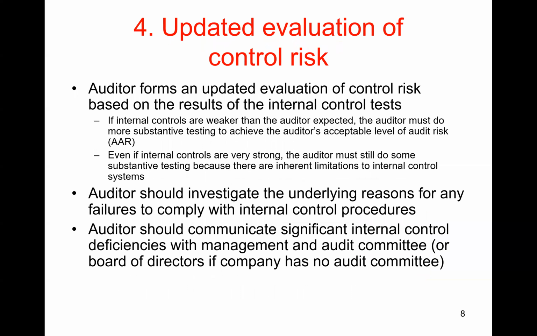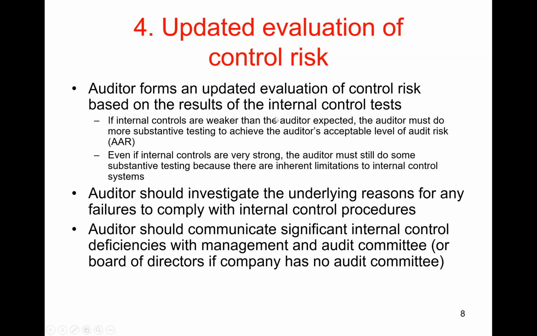The fourth step is to perform an updated evaluation of control risk. This updated evaluation is based upon the results of your internal control tests. So if your preliminary evaluation of control risk was, say, 5%, and you find that internal controls are weaker than you expected, then you have to increase your evaluation of control risk, right? So it may be that you raise your assessment of control risk from, say, 5% to 20%.